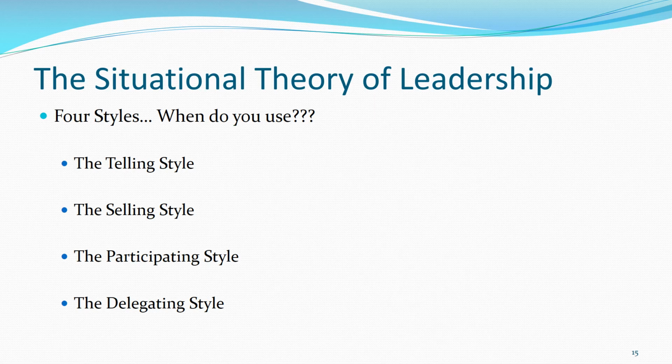So there are 4 styles in the situational theory of leadership. There's the telling style, the selling style, the participating style, and the delegating style. And what these styles say to a leader is that it is dependent on the situation with which you are faced. In terms of your followers, you must make the best quality decision in terms of how you're going to direct and motivate and guide them to the outcomes that you're after.